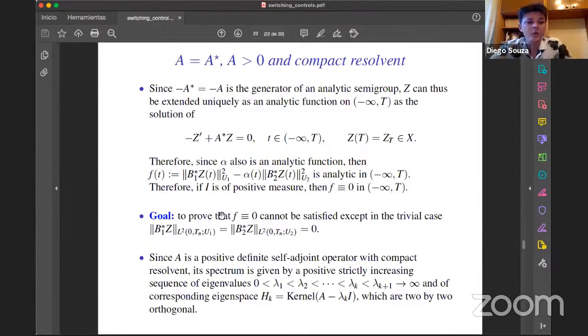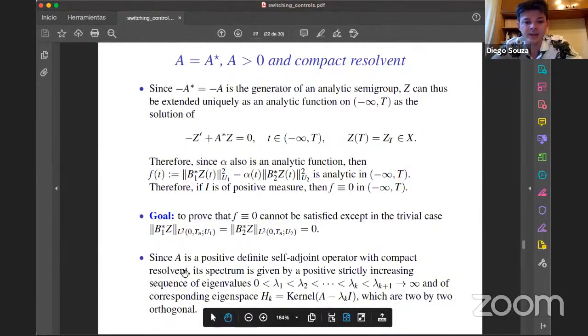So the goal is to prove that F cannot be 0, except in the case where B star Z and B2 star Z are equal to 0. If this happens, we can use the unique continuation property and guarantee that Z of T is equal to 0. And this does not give us a switching control. So if we prove that, then we guarantee that that set is of 0 measure.